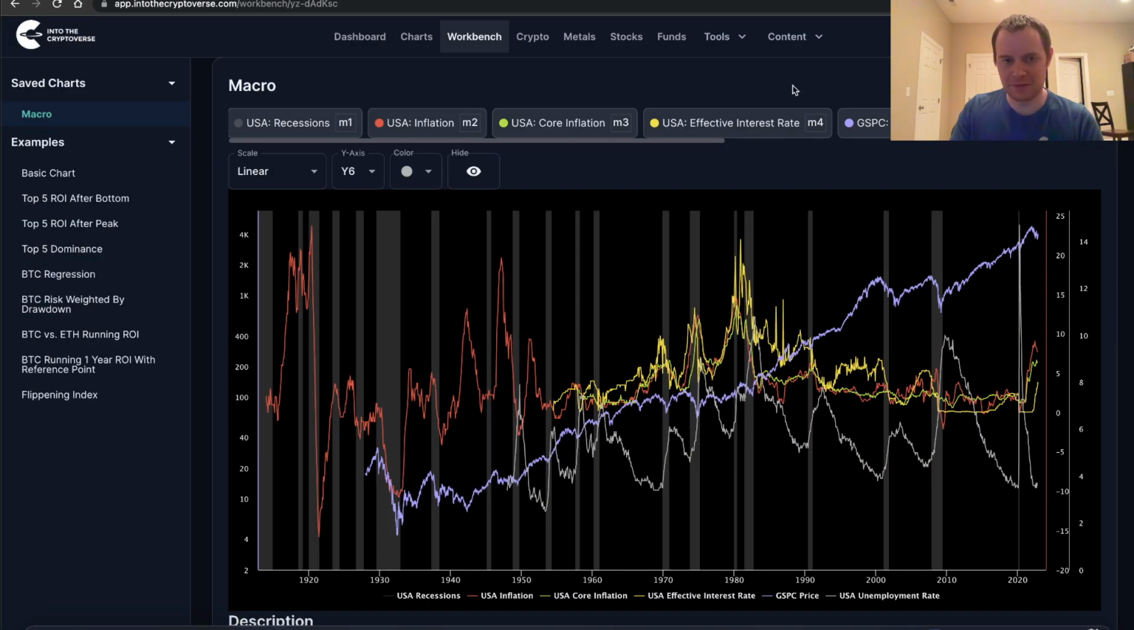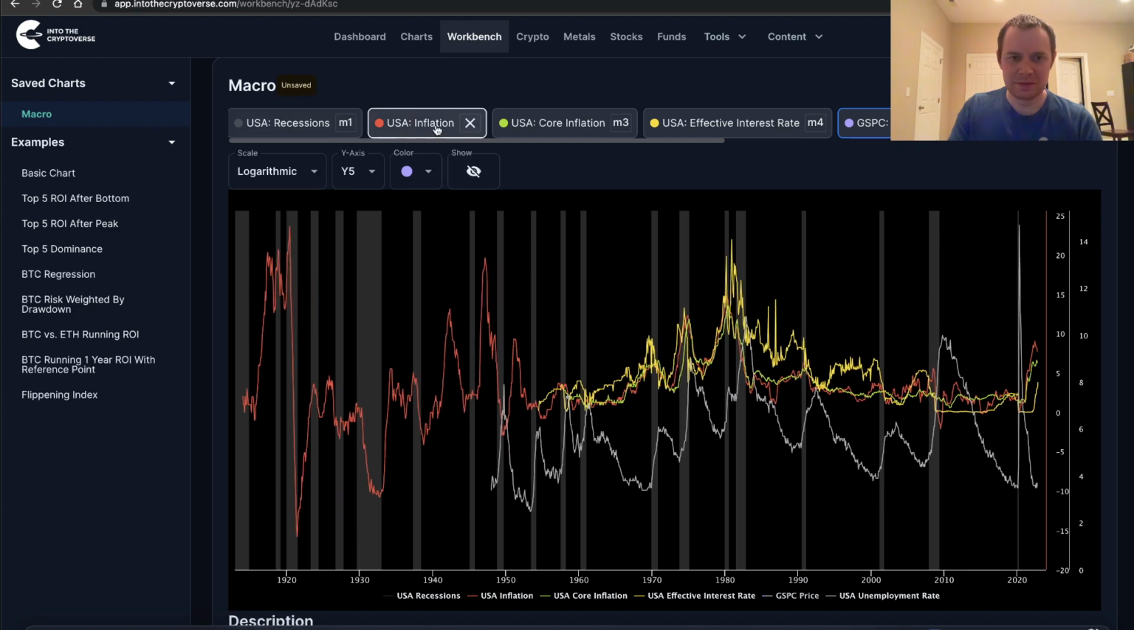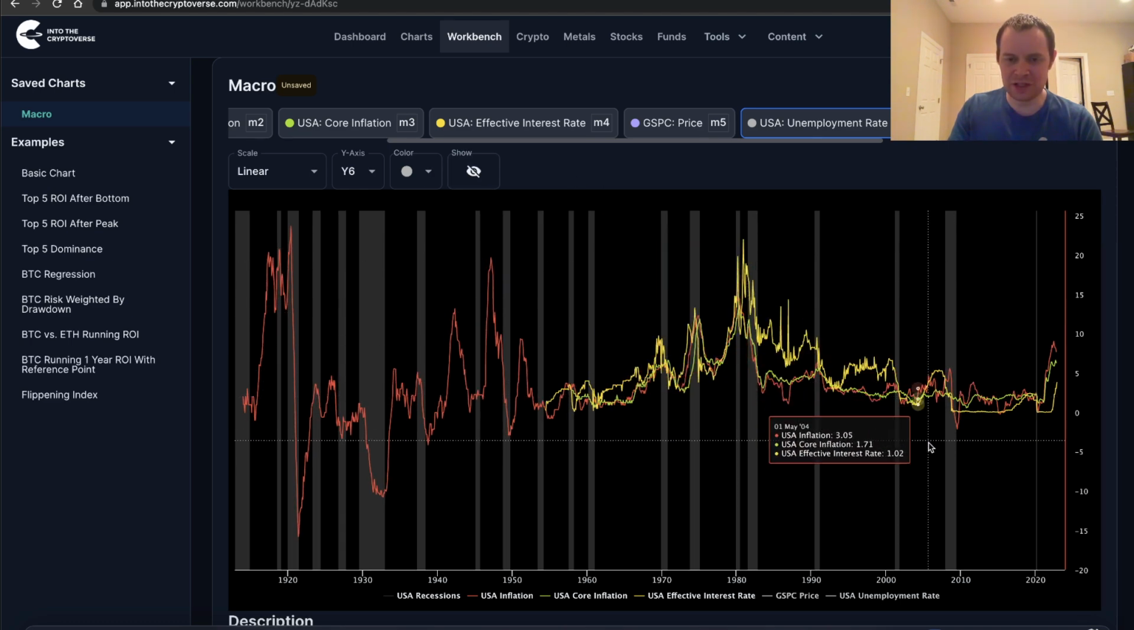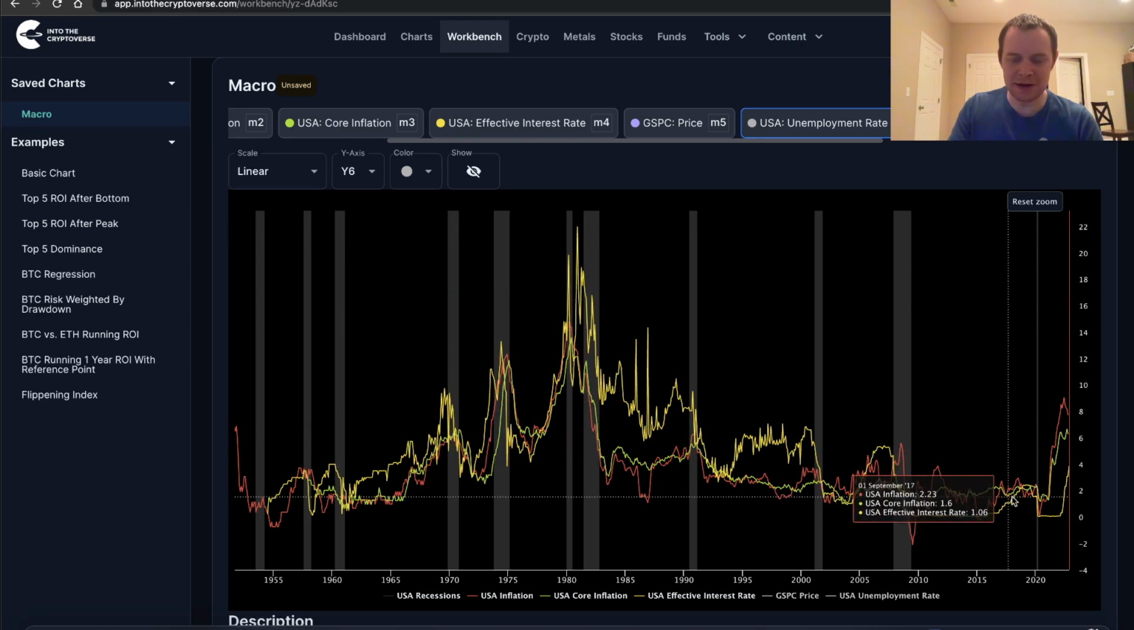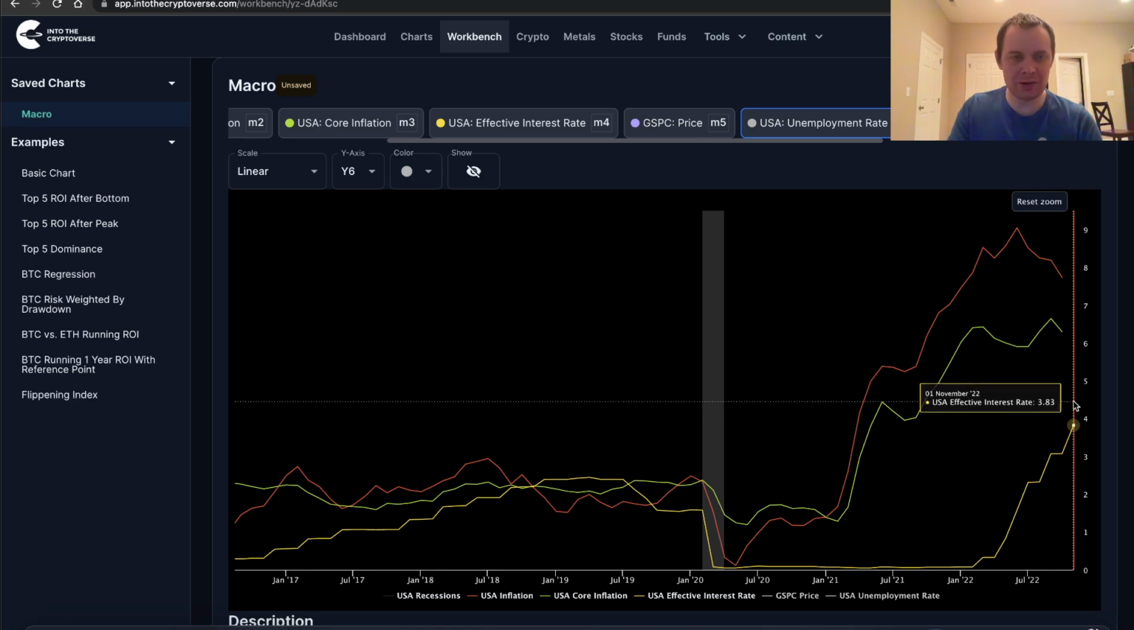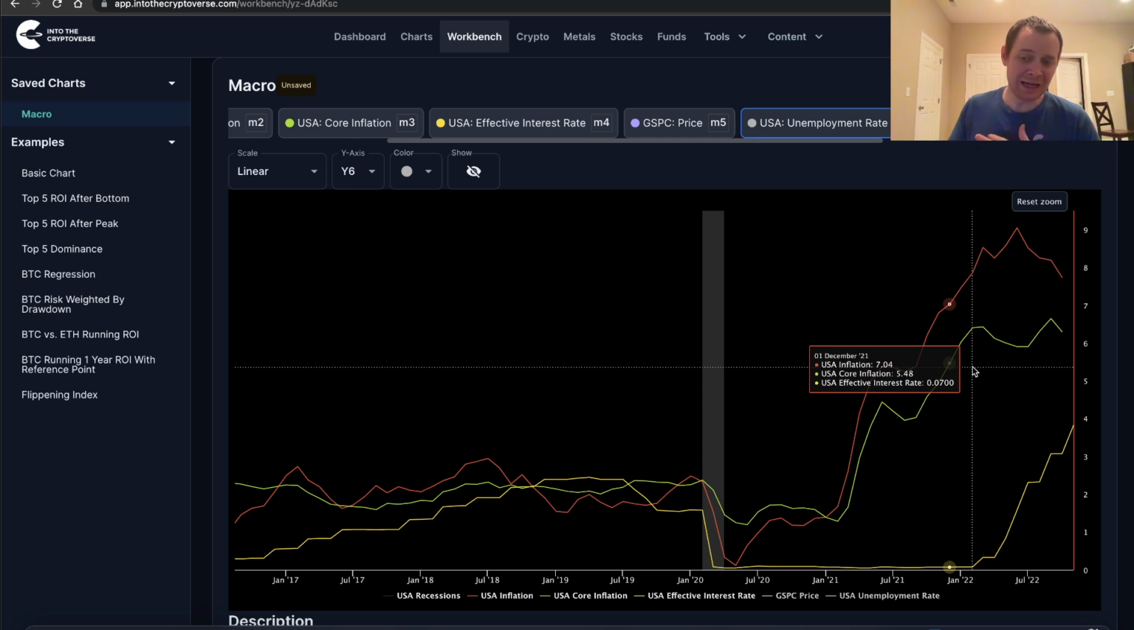So again, to sort of summarize here, we have recessions in gray, we have inflation in orange. This is headline. We have core inflation here in yellow or green. We have the effective interest rate in yellow, and then we have the S&P 500 in purple. One of the things you may notice, and let me clean this up just a little bit, is that interest rates in general tend to have to go above inflation before inflation comes back down. The yellow line is the interest rate, and then the other two lines are headline and core inflation. But normally you'll see interest rates go above inflation before inflation comes back down to earth. Right now, we're not even close yet, right? We're at like 4%, but core inflation is over 6%, and headline inflation is over 7%.